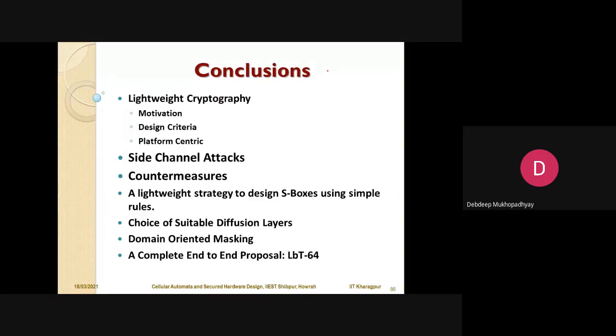So to conclude, I tried to motivate lightweight cryptography design choices, and mention that it is platform centric. Side channel attack countermeasures are very important. I tried to propose a lightweight strategy to design SBoxes using simple rules, which CA essentially provides us, but we also try to equip it with various kinds of requirements to have end-to-end protection. We also protect it using a technique largely based on the TI, or threshold implementation, method, to come up with a complete end-to-end proposal for a lightweight block cipher, which we call LBT64.